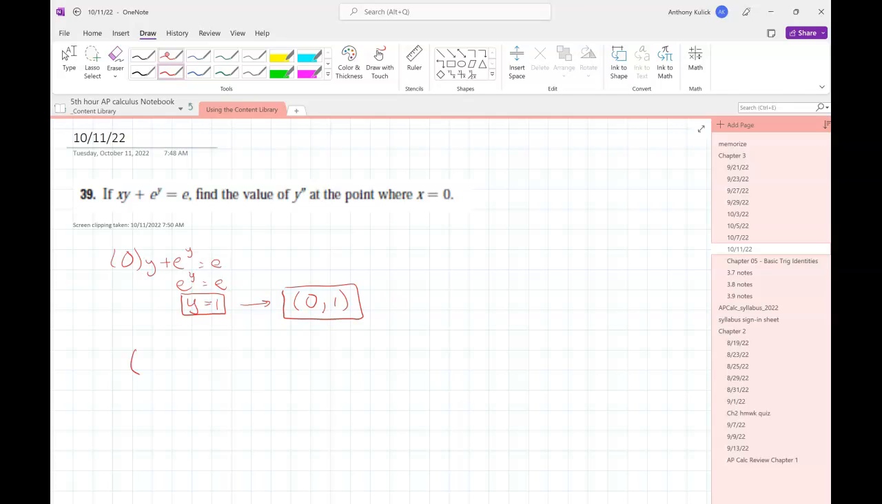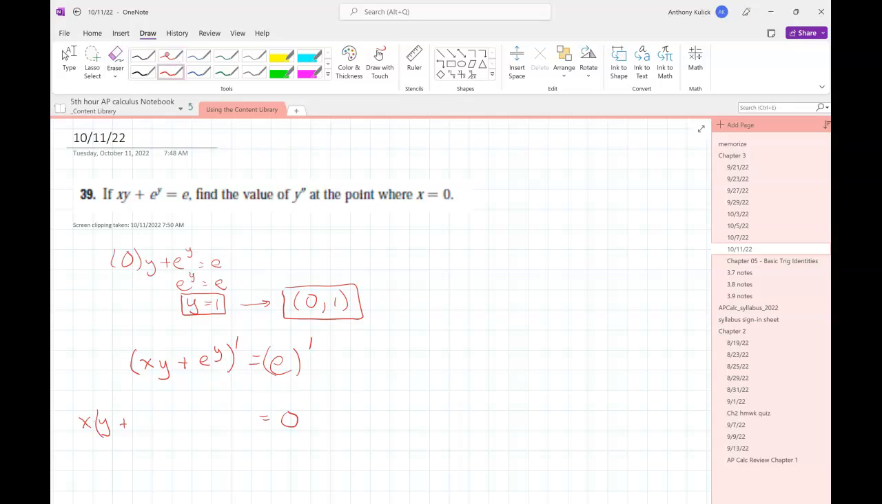So let's go ahead and take the derivative of both sides. I'm going to use the prime notation for my derivative, since they're using primes in the problem. It's fine to use d/dx or whatever, but the right-hand side is easy. The derivative of e is just 0. To take the derivative of xy, though, I have to use the product rule because that's the product of two variables. So I have x times the derivative of y.